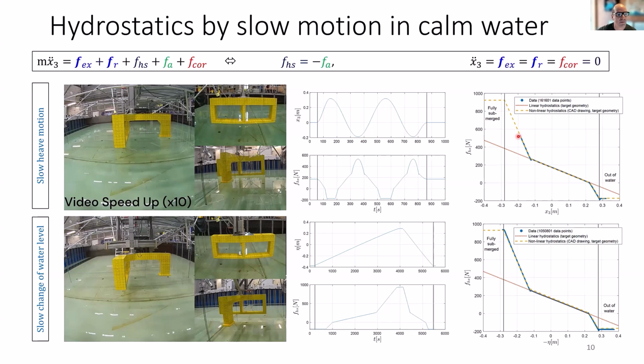I bring up this example with two ways of doing the same experiments. Sometimes this is possible. In this example, it was possible to validate the full hydrostatic curve using change in water level, whereas the actuator was not strong enough to completely submerge the model.